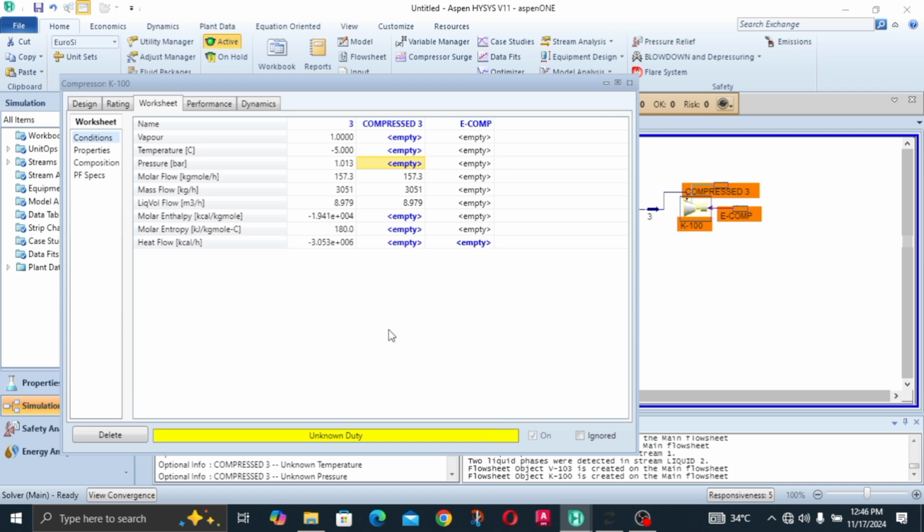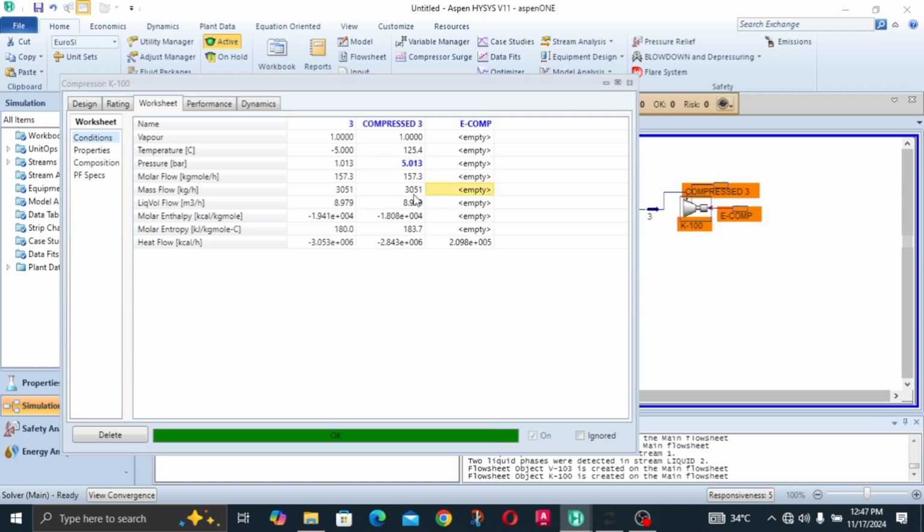Remember, just like the control valve and the pump, you could do it down here from the worksheets, specifying your final pressure. Let's say the final pressure should be 5.013 bar. With that, we have a change in pressure of positive 4 bar, because 4 bar plus 1.013 bar, our initial pressure, gives us a final pressure of 5.013. So our change in pressure is basically positive 4 bar.